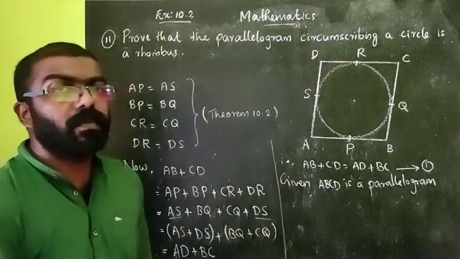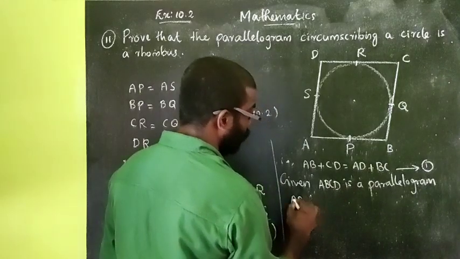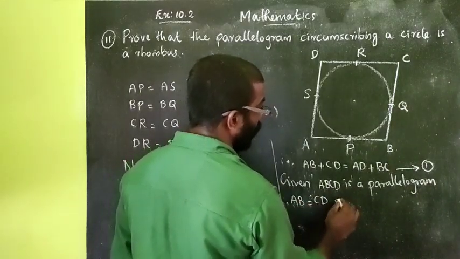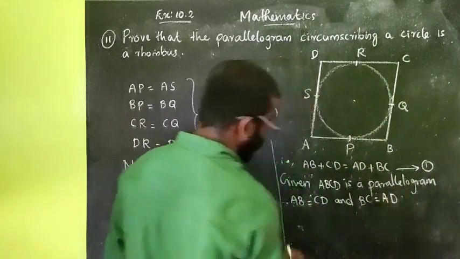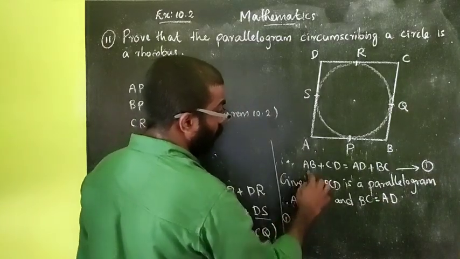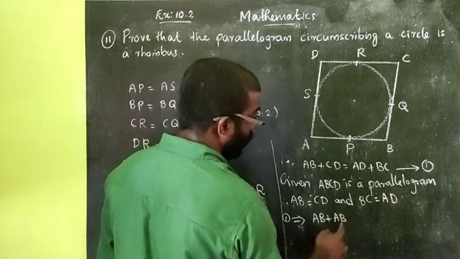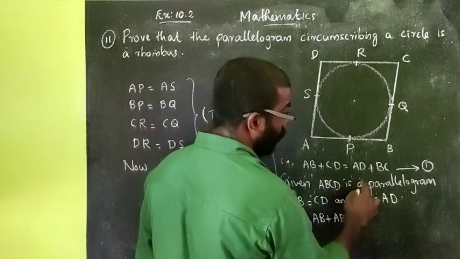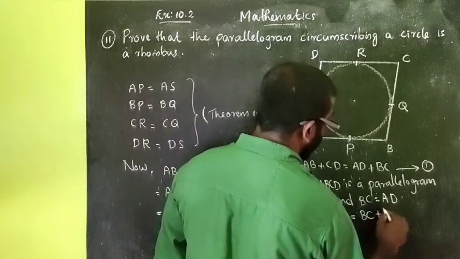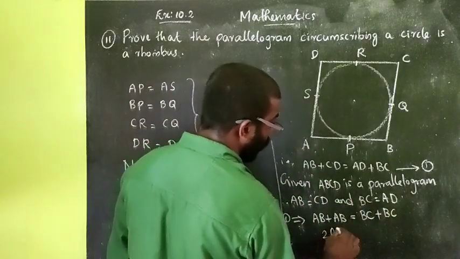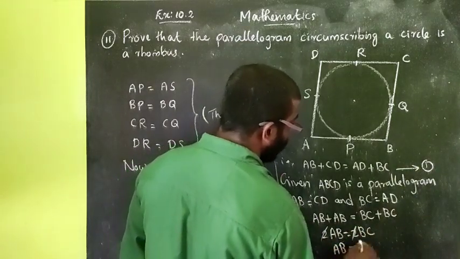We know the opposite sides of a parallelogram are equal. So here AB equal to CD and BC equal to AD. Now equation 1 implies, AB and CD are equal, so we can write AB plus AB instead of CD, which is equal to AD plus BC. BC and AD are equal, so we can replace AD by BC: BC plus BC. That is 2AB equal to 2BC. We can cancel the 2. AB is equal to BC.